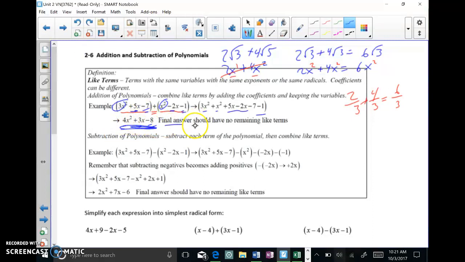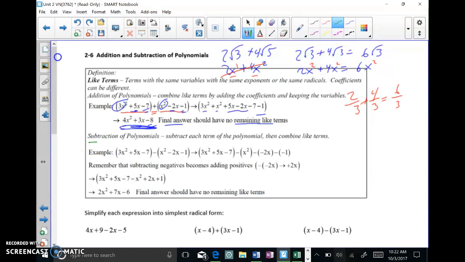It's the final answer. And there's no remaining like terms, right? You cannot combine anything in here because they don't have the same variable with the same exponent. So that's your final answer. And we do like to write it in the order where our highest exponent is first and then our constant with no exponent is last. We call it exponent descending order.